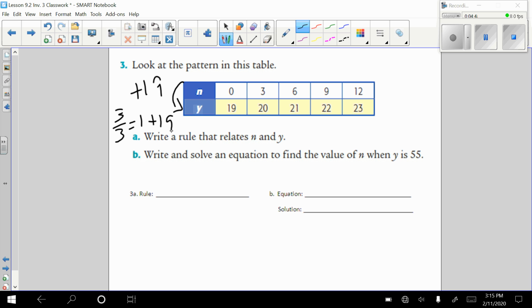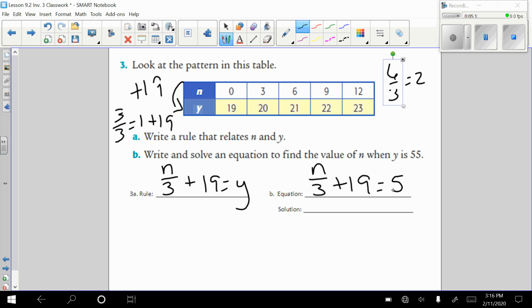Does it work for 6? The 6 divided by 3 equals 2. 2 plus 19 gives me 21. There's my rule. Input divided by 3 plus 19 equals my output y, because 0 divided by 3 would just be 0 plus 19. Now write an equation where y is 55. That'd be n divided by 3 plus 19 equals 55. Use your backtracking to solve.